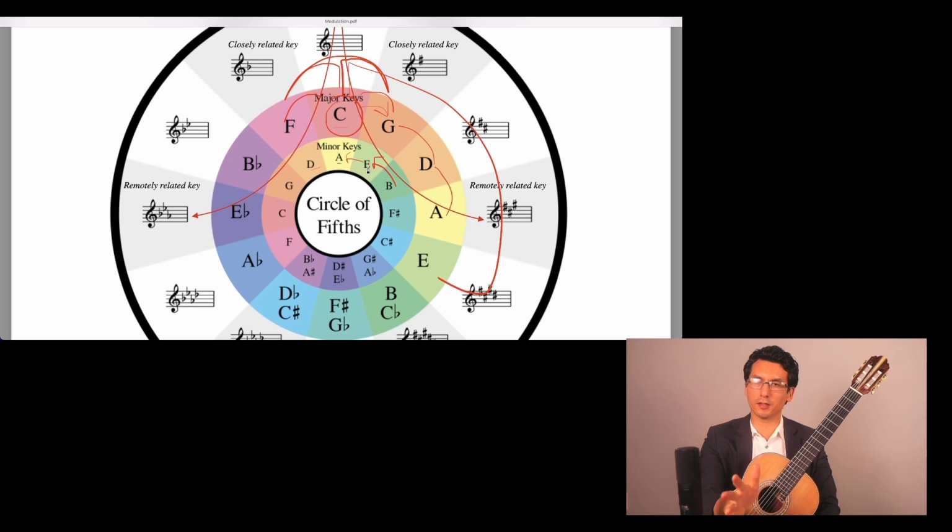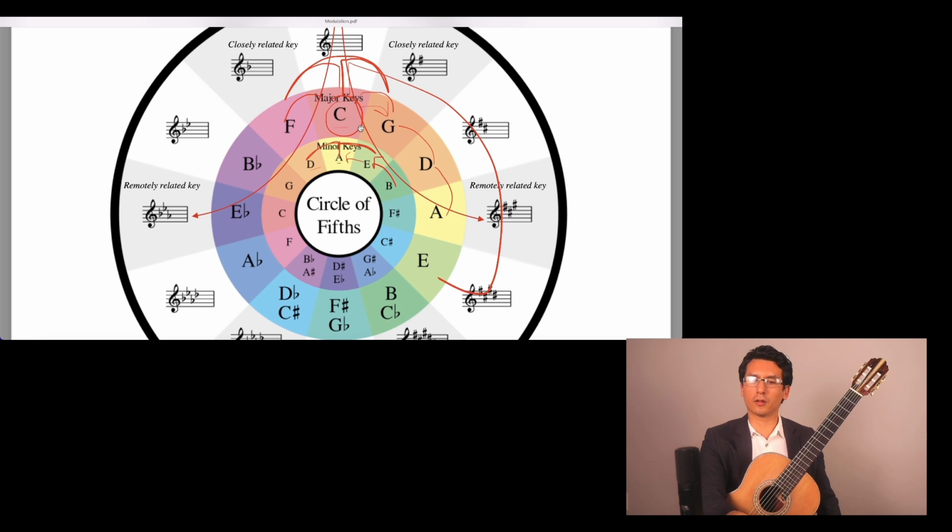Remember, the dominant is always major. Then we go back to A. So it's the same pattern, 1, 4, 5, 1. A minor, D minor, E major, A minor.